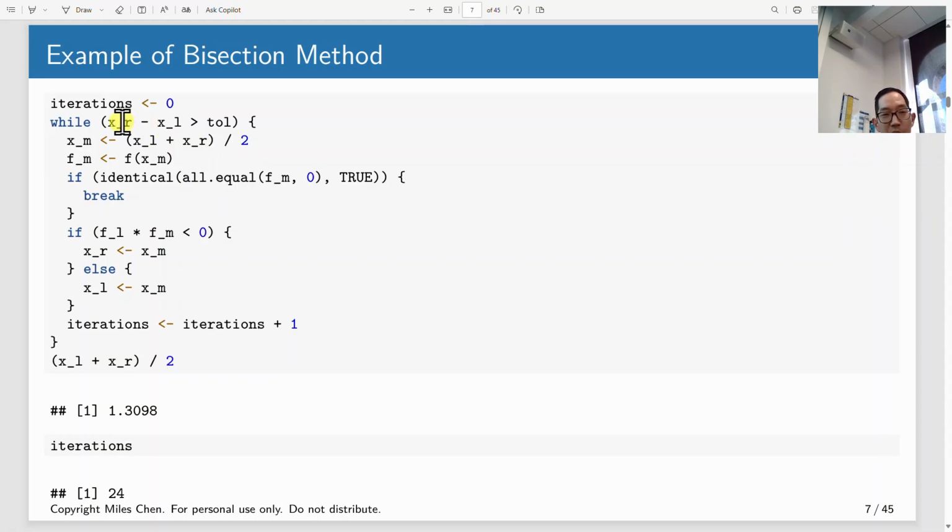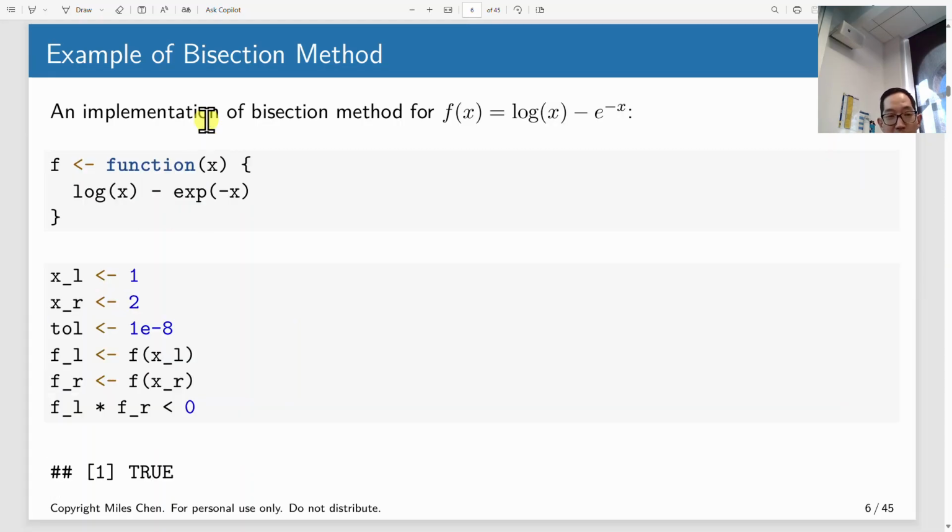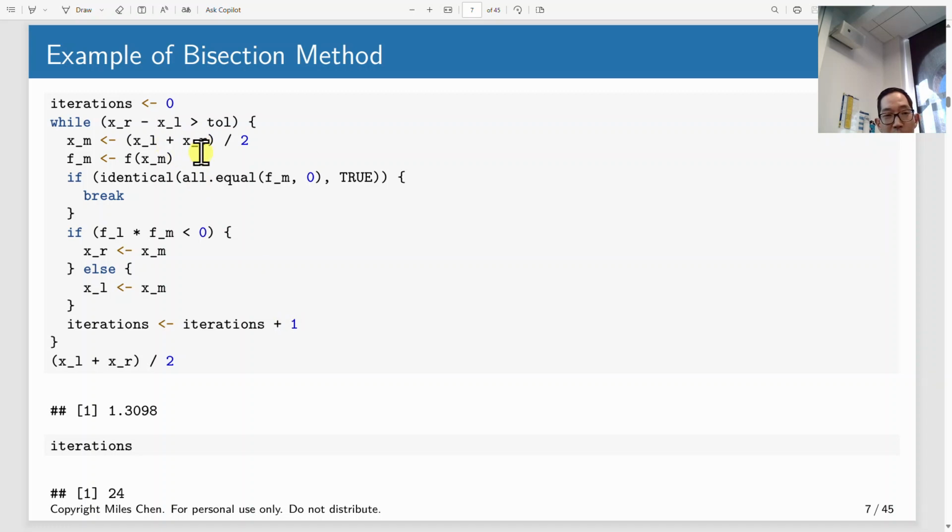So we have the right hand side of our interval, x on the right and x on the left, and as long as that difference is greater than our tolerance, which I've arbitrarily chosen to be 10 to the minus 8, we'll keep going. We calculate the midpoint. We'll evaluate the function at the midpoint, and we use allclose to get approximately equal to 0. If it's approximately equal to 0, then we'll quit and break out.